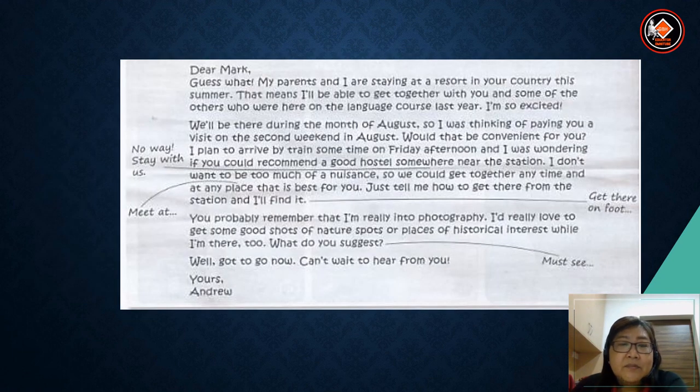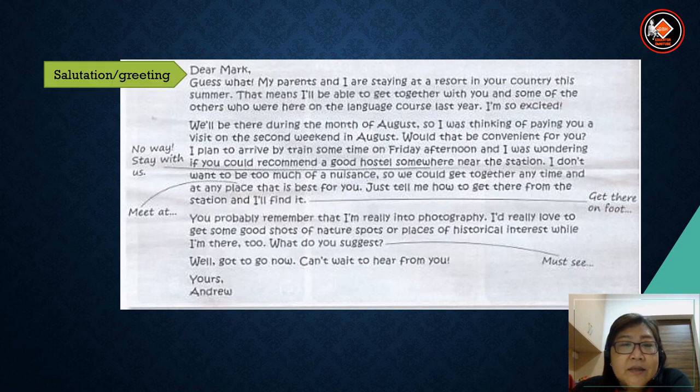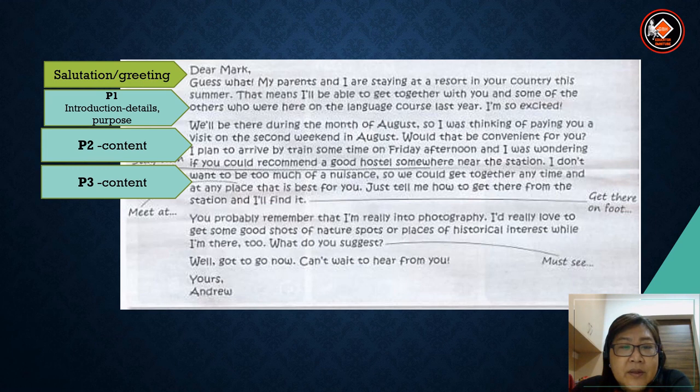Here is another example. We have Dear Mark. So this is the salutation or greeting. And the first paragraph, guess what? My parents and I are staying at the resort in your country this summer. That means I'll be able to get together with you and some of the others who were here on the language course last year. I'm so excited. Then you have paragraph 2, you can continue with paragraph 3.